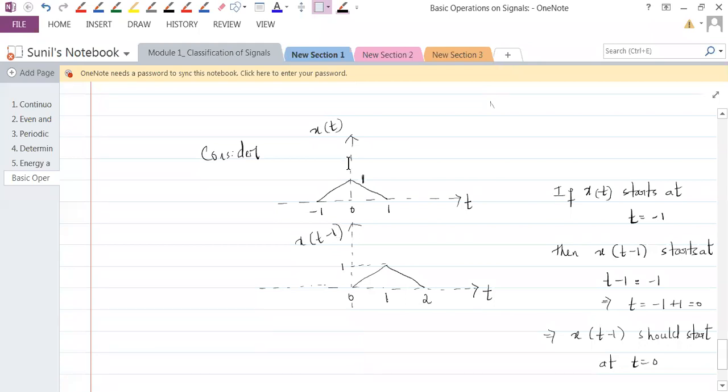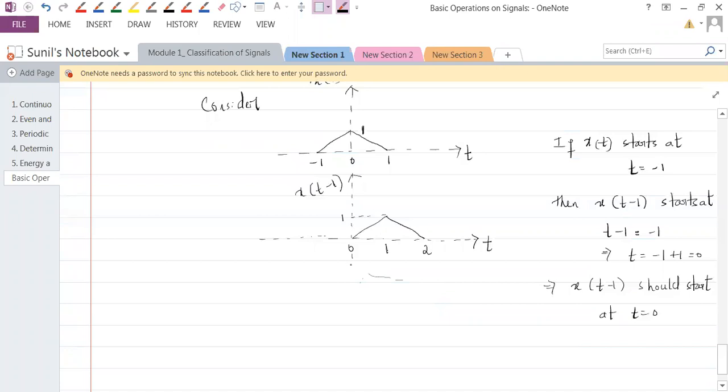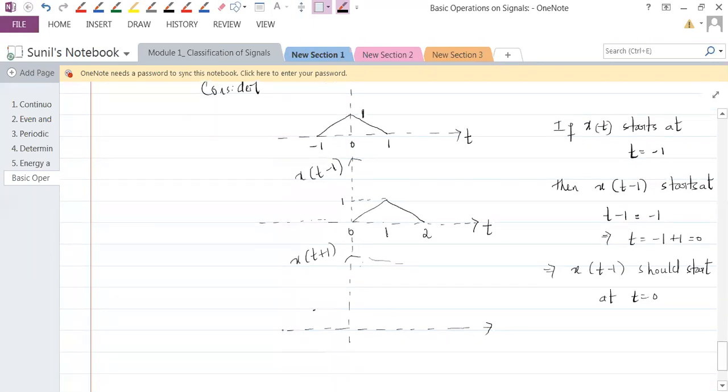Similarly, you can perform x of t plus 1. You can see that x of t plus 1 actually shifts x of t to the left. Understand that? So this is how the thing would look like. This is -2, -1, and 0. So this is x of t plus 1.